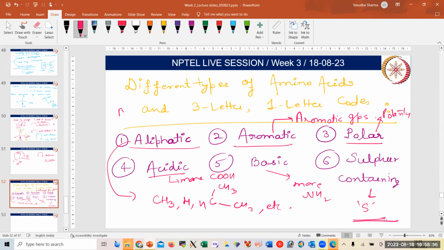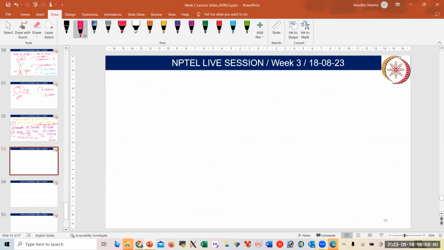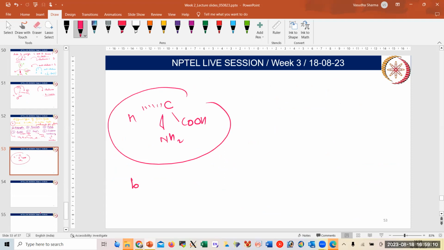So the basic structure of the amino acid, which has a COOH and NH2 and H, is not going to change. This is your basic moiety.